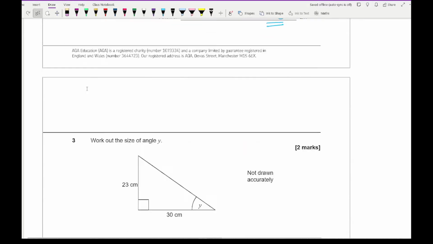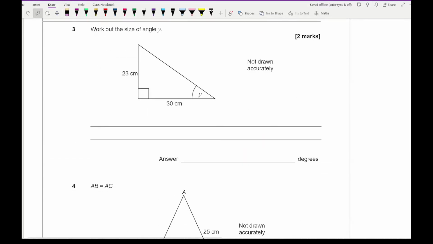Moving on to question 3, again we've got another relatively basic trig question. So here we label our sides, so we've got opposite, adjacent and theta. So this I'm going to use tan, so I get tan y equals opposite over adjacent, which in this case is going to be 23 over 30.